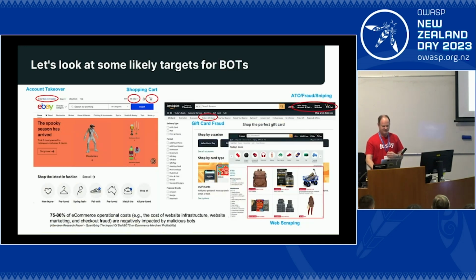So let's have a look at some likely targets for bots. I tend to use some real examples just to give people more visualization of the problem. You can see the two likely suspects for e-commerce, eBay and Amazon. This is nothing to do with them specifically. It's really just highlighting some of the areas, if you're asking what could be targeted on my website, these are the type of things.